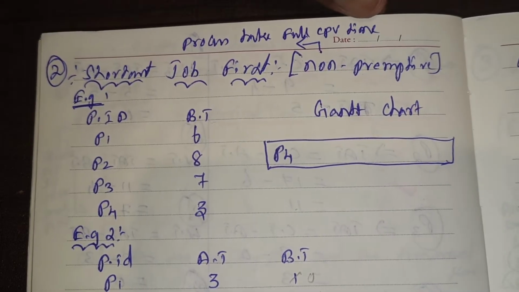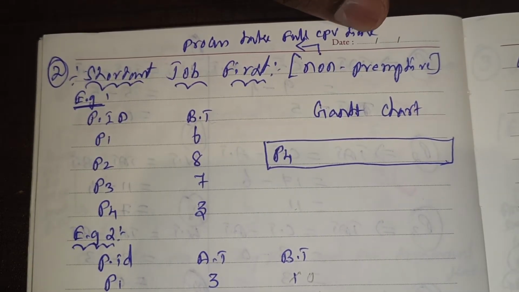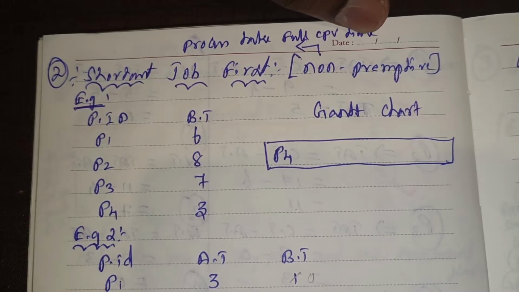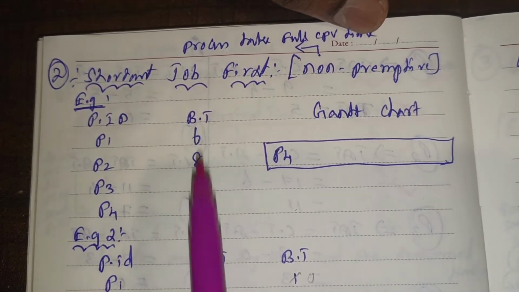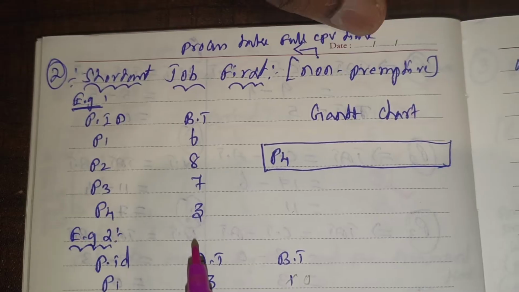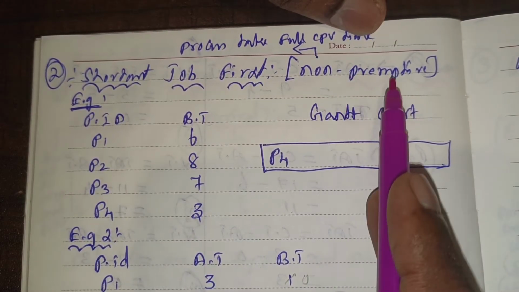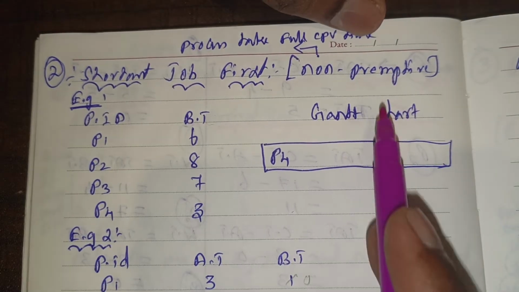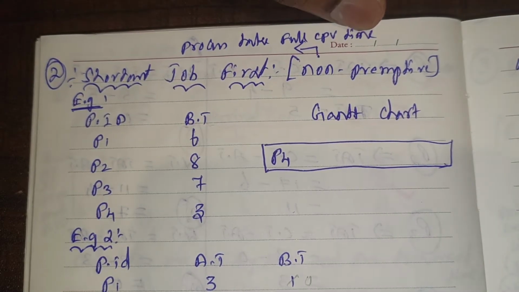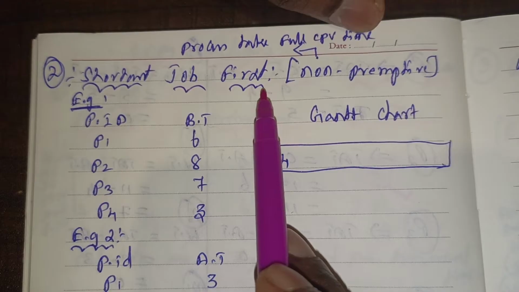Now I am going to explain all about the second most effective algorithm in CPU scheduling, that is shortest job first. In this shortest job first, we are separating that into two different processes. One is non-preemptive, another one is preemptive. So let me tell you what is non-preemptive in detail.